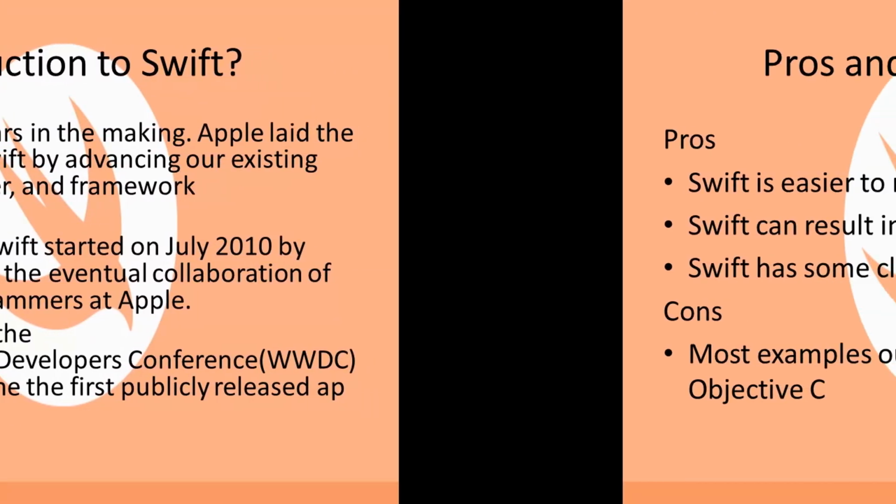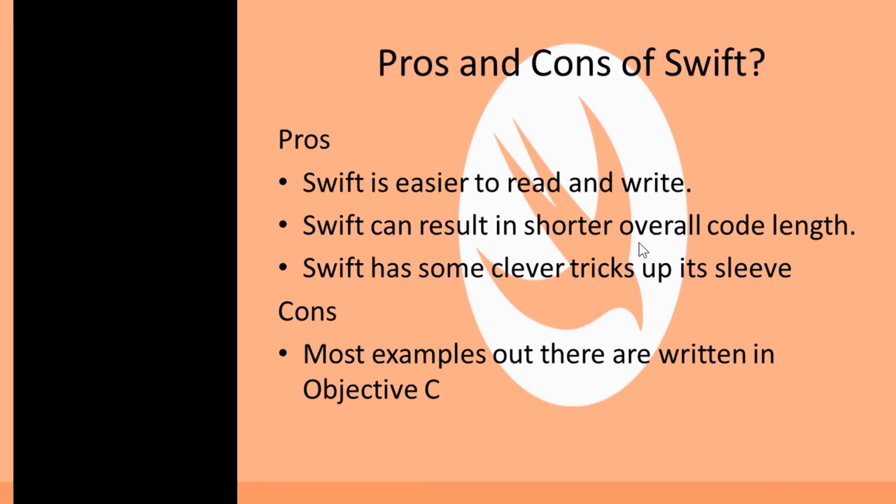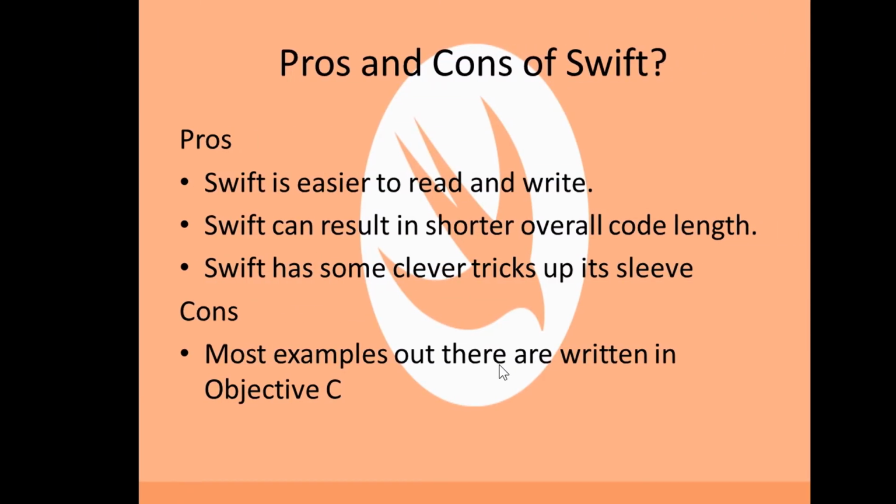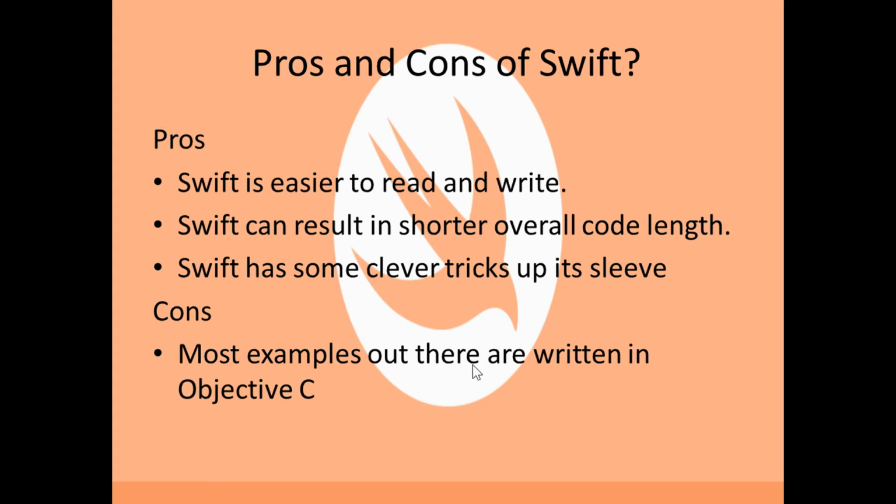Another slide will tell us about the pros and cons of the Swift language. It has two sides, like a coin has two sides. You can't get both at a moment. So, talking about the advantages and disadvantages, or so-called pros and cons, of the language.